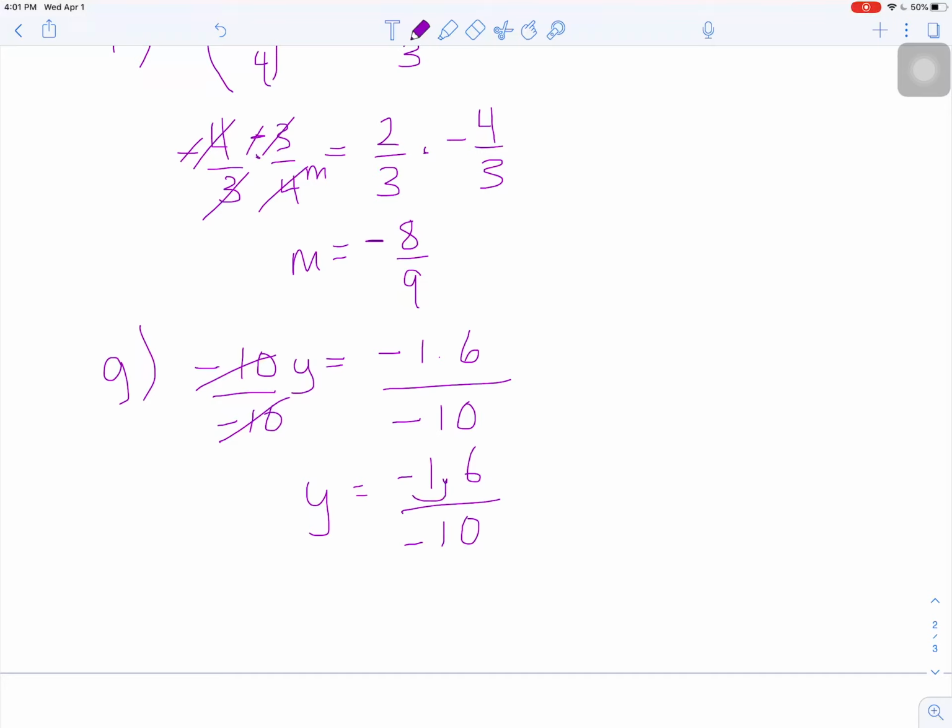Now we know that when we divide by 10, it just moves the decimal place over. So what you are going to get as an answer is y equals, the negatives cancel each other out. That moves the decimal point over, so you get 0.16. Hopefully that made sense for you.